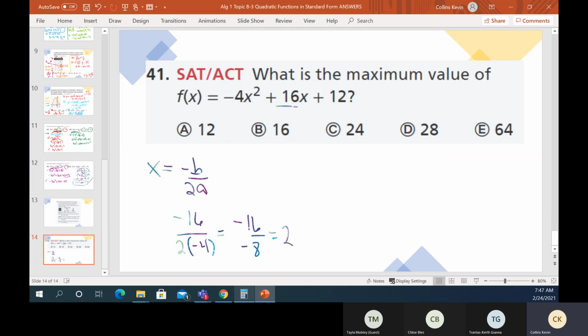All right, so now what we're going to do is we're going to plug in 2 every place we see x. So we'll plug a 2 in here and a 2 in here. And that'll tell us what our maximum value is. So y equals, so we're going to do minus 4, and then x squared, so that's going to be 2 squared, plus 16 times 2, and then plus 12. All right, so let's see where this takes us.